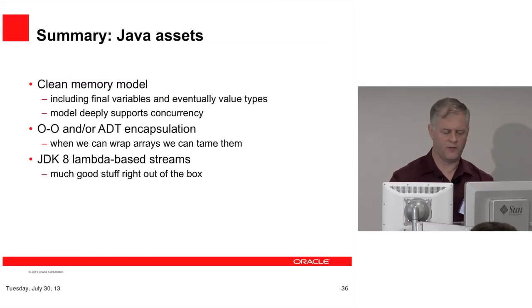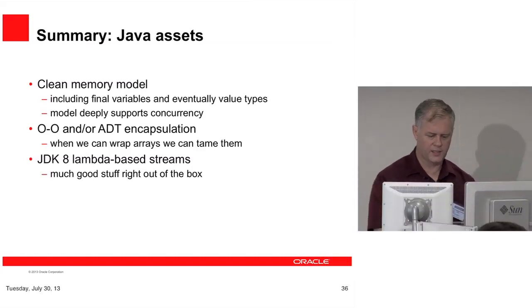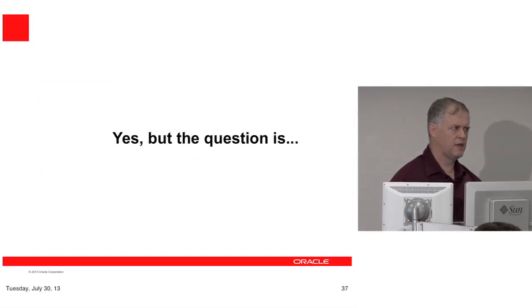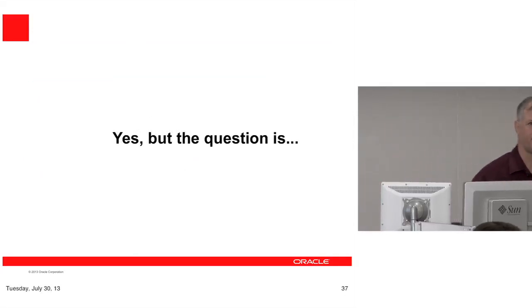So what do we have in Java that we can continue to use? A good memory model. The final variables are great. Eventually we'll have value types. And of course, all the kinds of encapsulation we can eat. Plus, good streams out of the box. And what did I skip?